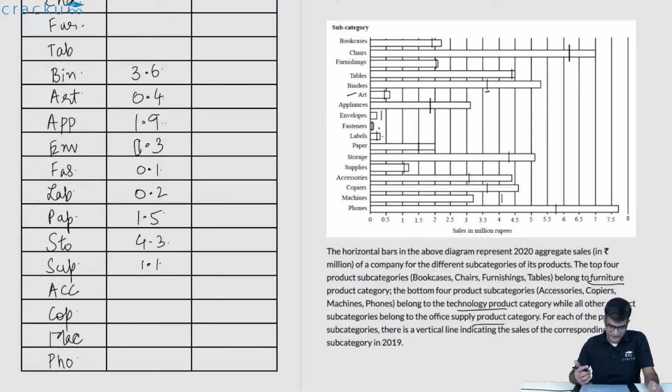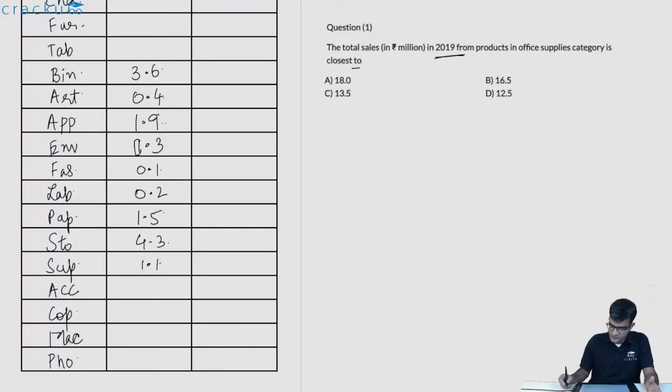What is the sum of all of them? 3.6 plus 0.4 is 4. 4 plus 1.9 is 5.9, plus 0.3 is 6.2. 6.2 plus 0.1 is 6.3, plus 0.2 is 6.5, plus 1.5 is 8. 8 plus 4.3 is 12.3, plus 1.1 is 13.4. So approximately the answer should be 13.4. You will see that the closest one is 13.5. Some of the readings that we have done are not super accurate, which is fine. So 13.5 will be the correct answer. Let us look at the next question.